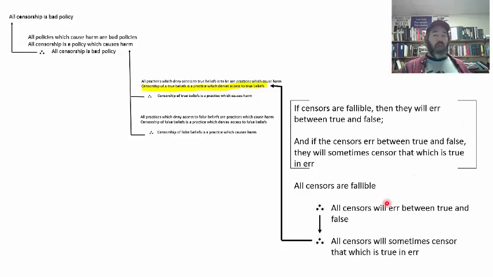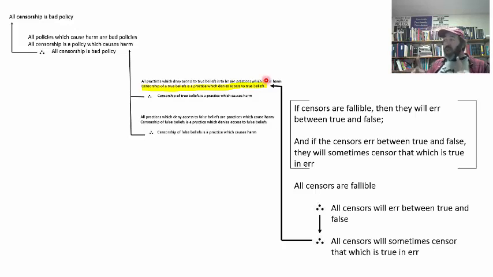We then establish the antecedent condition of the first one, that all sensors are in fact fallible. If that's true, then they'll err between the true and the false. And if they err between the true and the false, the consequent is that they will sometimes censor that which is true. And if they sometimes censor that which is true, follow this arrow, then censorship will deny access to those beliefs. Even if we don't want it to, any effort to censor will inevitably result in our being denied access to true beliefs. That is a prima facie harm, and ergo censorship is harmful.